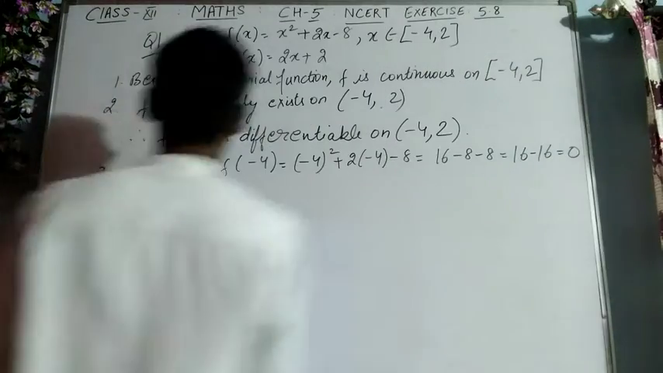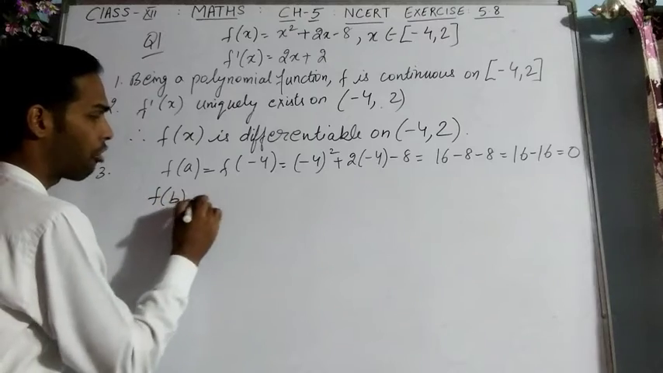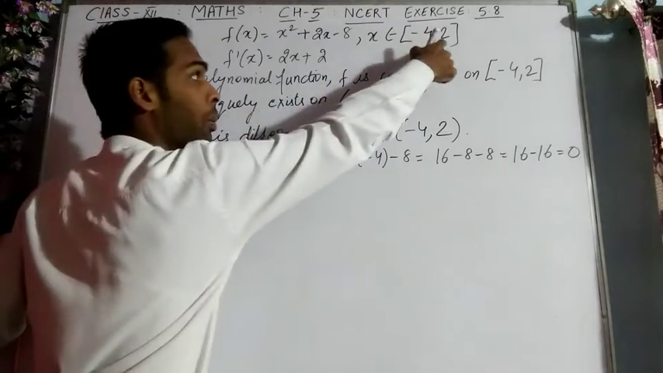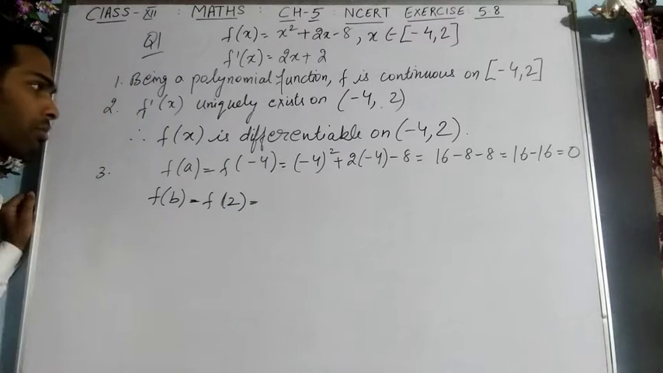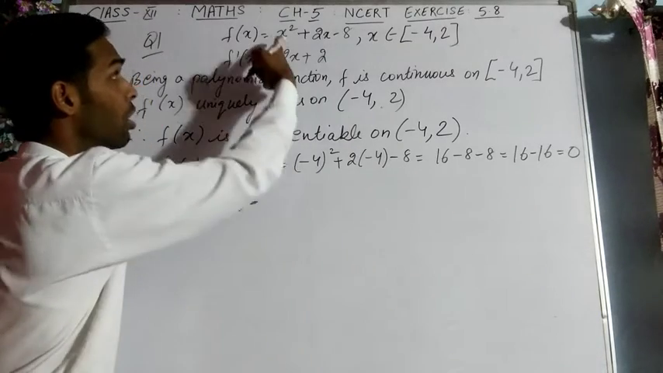After that, we have to find out f of b. f of b means the upper limit, what is given to you? 2 is given. So f of 2 is equal to, put down the value, 2 square.